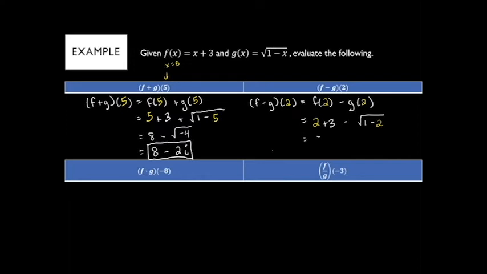So 2 plus 3 is 5, minus, and then inside the square root, 1 minus 2 is negative 1. And the square root of negative 1 is i. So this is going to be 5 minus i. And that would be our answer for the subtraction of these functions.